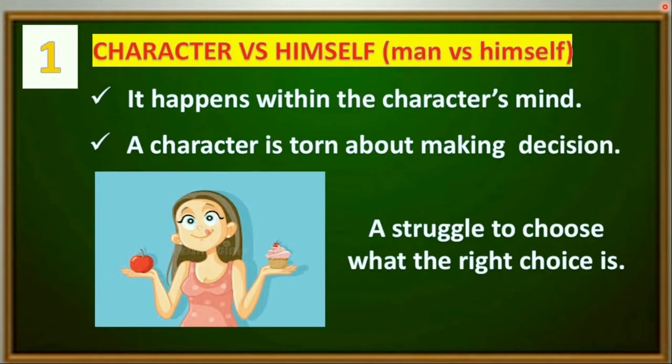There are 6 specific types of conflict. Number 1, character versus himself, or man versus himself. It happens within the character's mind. A character is torn about making a decision, a struggle to choose what the right choice is.